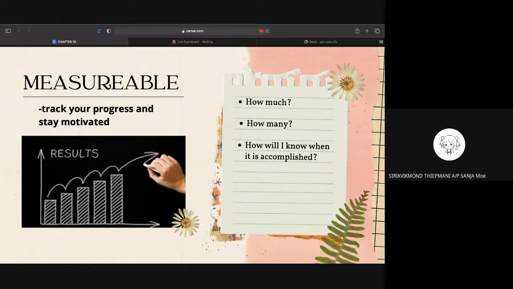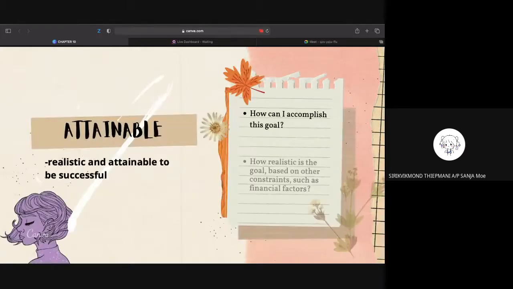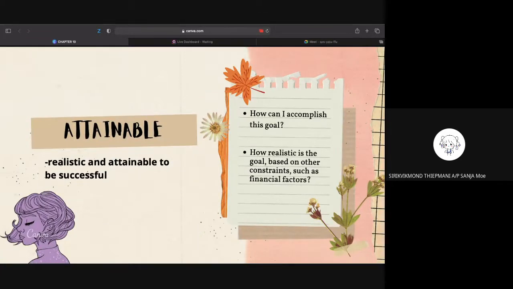For number three, achievable. Your goal also needs to be realistic and attainable to be successful. In other words, it should stretch your abilities but still remain possible. When you set an achievable or attainable goal, you may be able to identify previously overlooked opportunities or resources that can bring you closer to your goal.